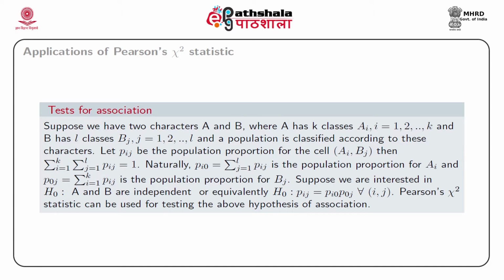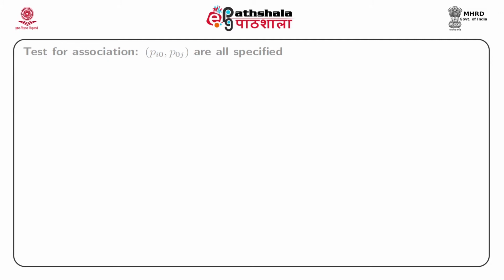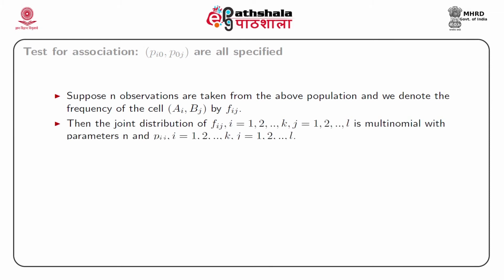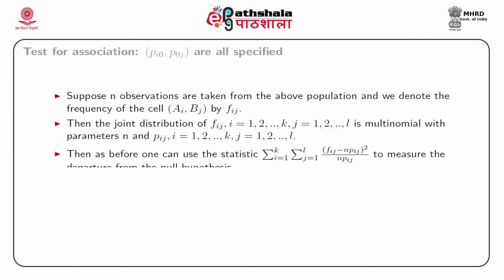So actually these Pij are the cell probabilities and Pi naught, P naught j are the marginal probabilities. So the Pearson chi-square statistic can be used in this case also. First assume that we have fully specified Pi naught and P naught j. If we have n observations and we denote the frequency of the cell ai and bj by Fij, then the joint distribution of Fij is again multinomial with parameters n and probabilities Pij.